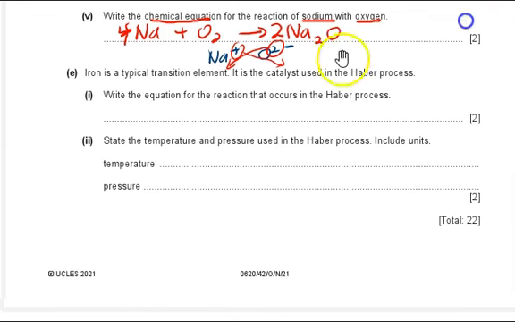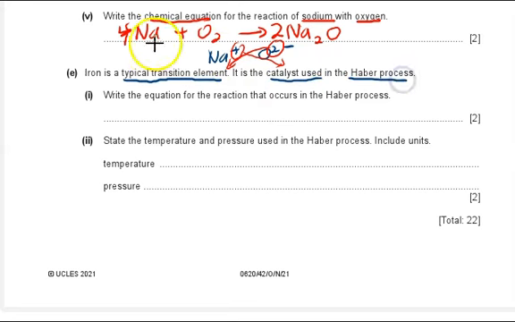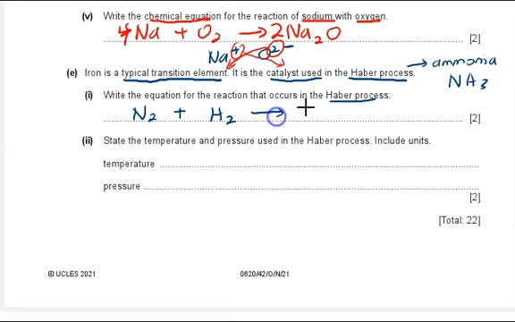Okay, now for iron. Iron is a typical transition element. It is a catalyst used in the Haber process. Haber process, you will have nitrogen gas with hydrogen gas. Okay, this one is to produce ammonia. Okay, ammonia, which is NH3. So you have NH3. Now you have to balance the equation. We put here 2 and we're going to put here 3.